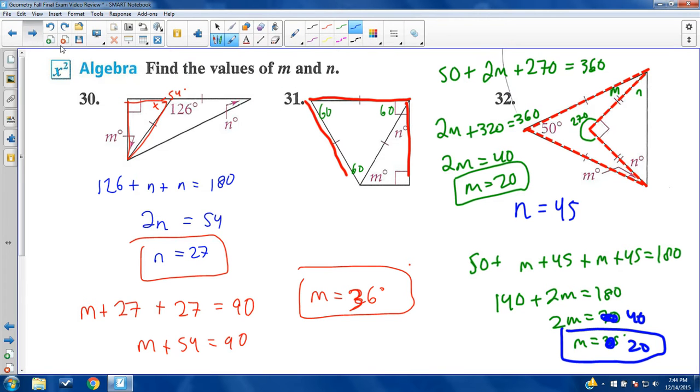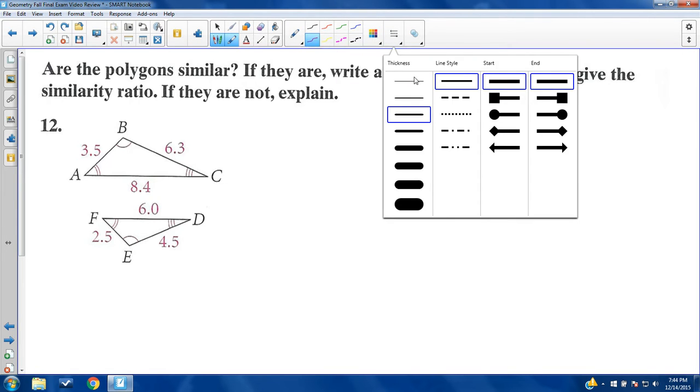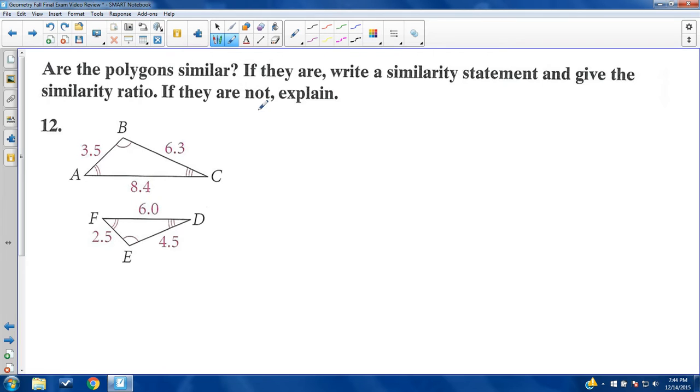All right. Moving on. Are the polygons similar? This is chapter 7. This is unit 5. Are polygons similar? So, if so, write a similarity statement and give the similarity ratio if they are not explained. Okay, there are a lot of different things that we have to talk about with this problem type, especially with regard to what kind of problem they'd give you with this.